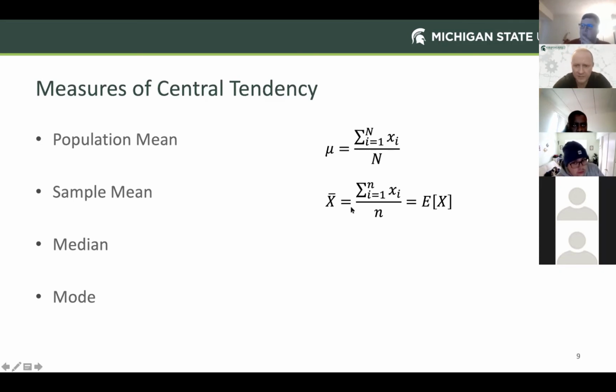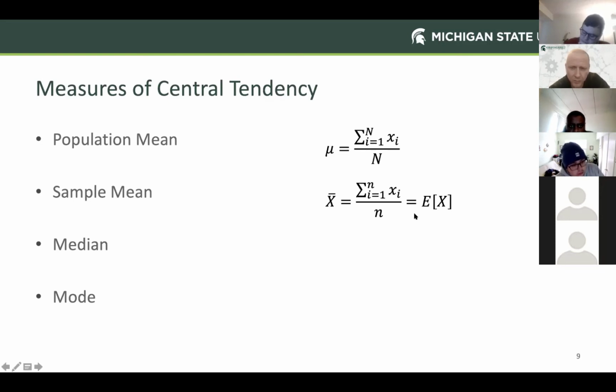And then in the case of a sample, the approach is exactly the same. We're just adding up the individual observations and dividing by, rather than the population size, the sample size in this case, okay? So you'll notice the lowercase n denotes we're working from a sample rather than a population, okay?